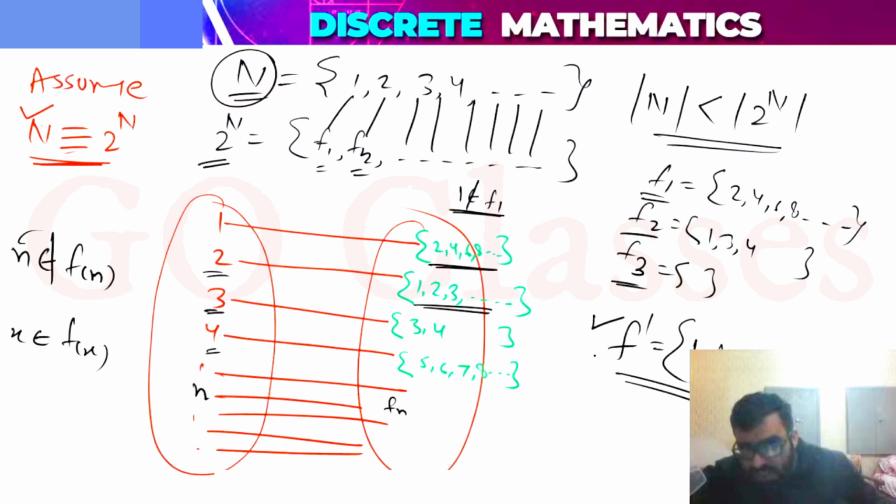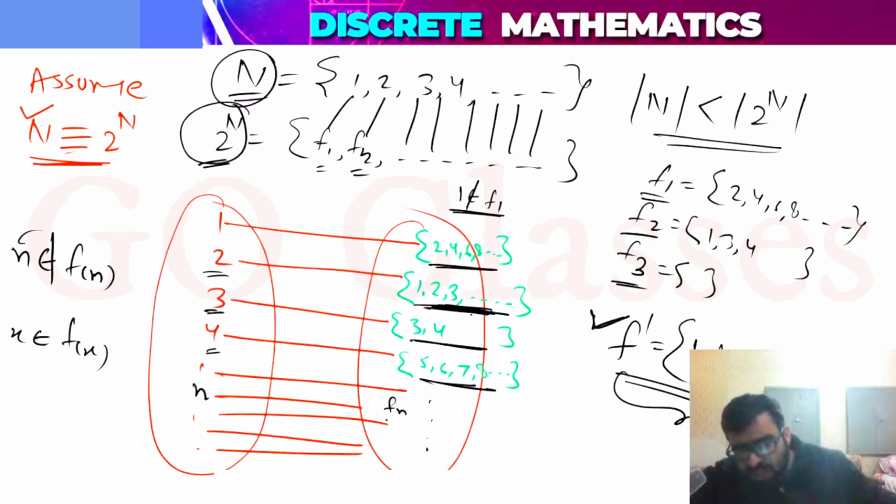Now you can see this f dash is also a subset of n, so this f dash is a part of 2 power n. Also, this f dash is different from f1, because f1 does not contain 1, but f dash contains 1. Also this f dash is different from f2, because f2 contains 2 and f dash does not contain 2. Similarly, f dash is different from f3 because of 3, and from f4 because of 4, and so on. So this f dash is different from every element that we have here.